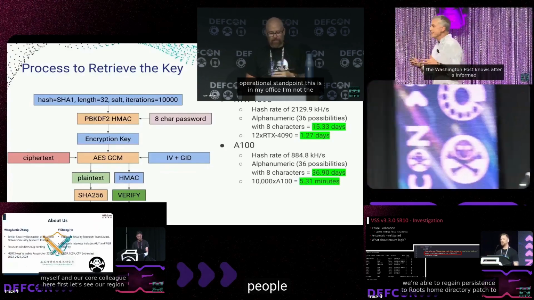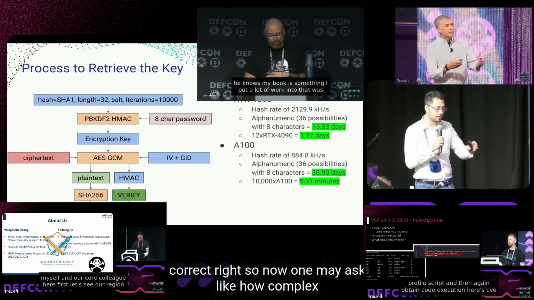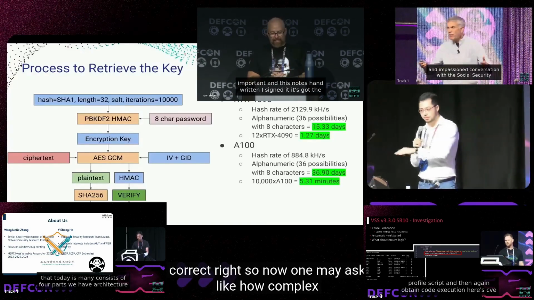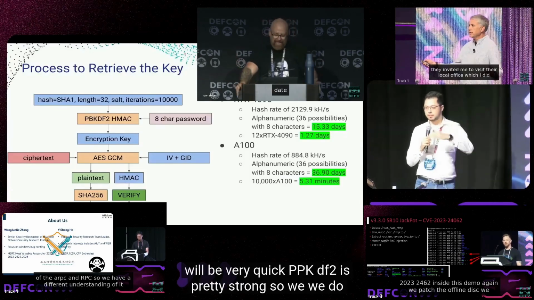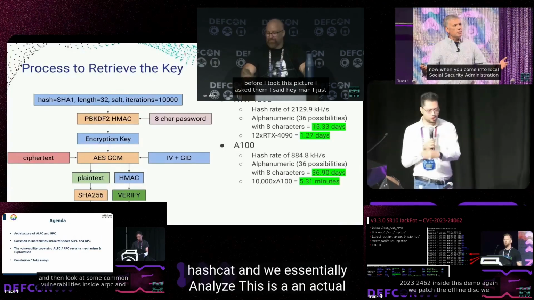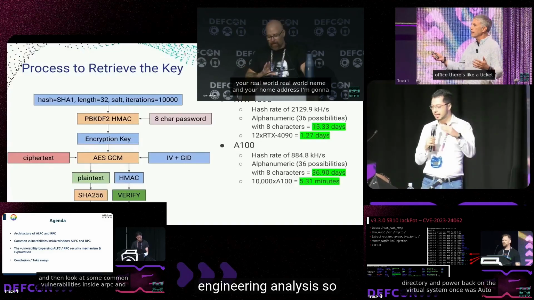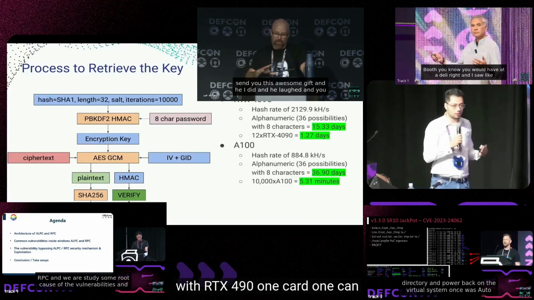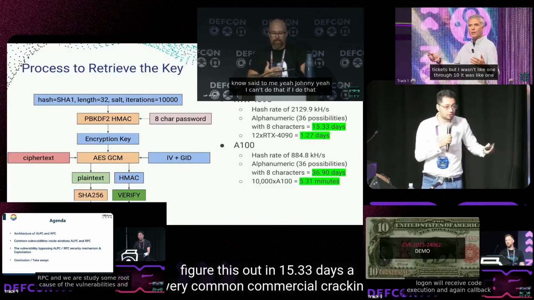So then essentially the key data is fed into the PBKDF2 HMAC with 10,000 iterations. This is very good hashing, but it's protected by a short character password. So let's say the password is known, that's going to give us the encryption key, and the encryption key, along with the IV and the GID, can decrypt the ciphertext. AES-GCM will give us the plaintext and HMAC. We also, to be good communications people, can compute our own HMAC and verify that the message was correct, right?